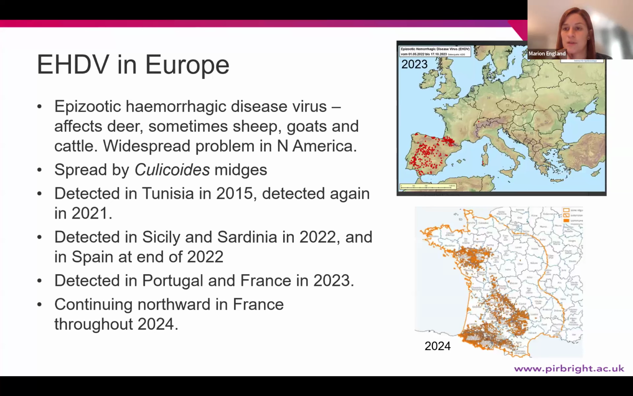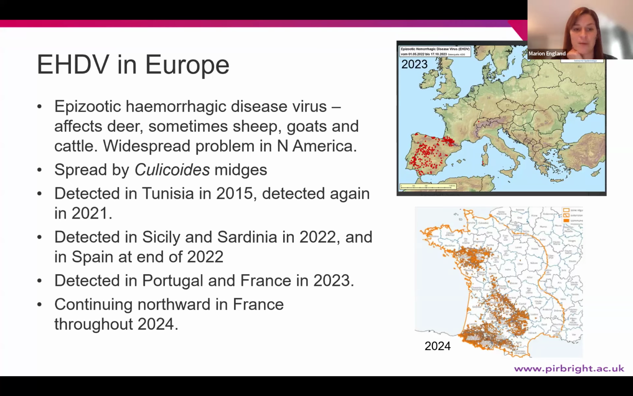It's been a widespread problem in North America. They farm white-tailed deer, which I mentioned earlier, also get affected by blue tongue, but they're also highly affected by EHDV. So this, for us, has always been a problem that was across the pond. It was first detected in Tunisia in 2015, and then again in 2021. And then in 2022, it seemed to spread into the Mediterranean region, so Sicily and Sardinia, and up into Spain at the end of 2022.